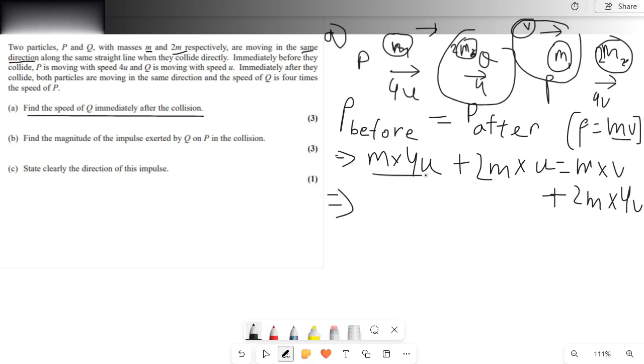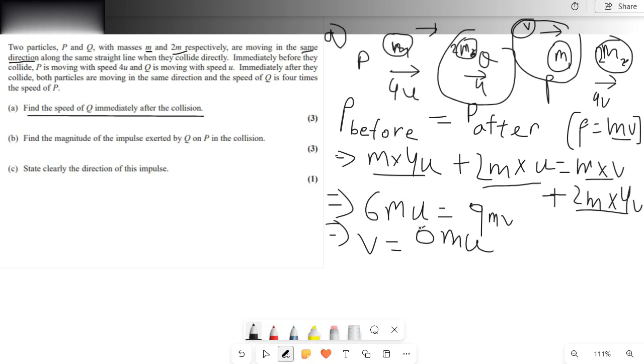Therefore, simplifying, this is 4mu and this is 2mu, so we have 6mu is equal to mv plus 8mv, so this should be 9mv. So we have v is equal to 6mu divided by 9m, and so the answer is 2/3 of u meter per second.